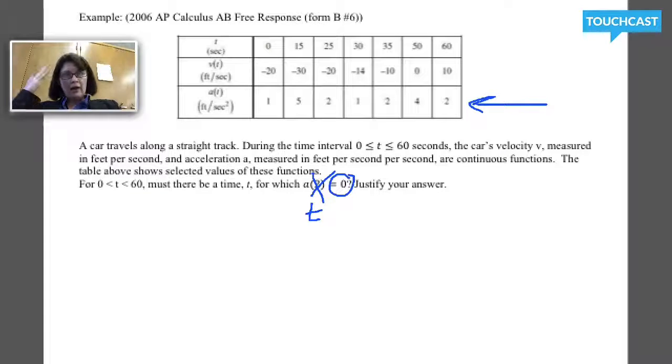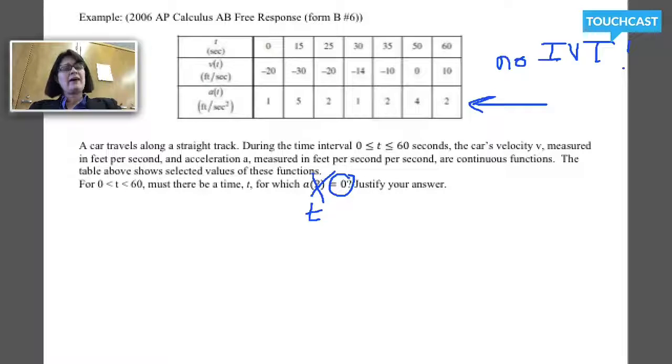So I hope you had that experience of thinking, oh, I wonder if I could use the intermediate value theorem. So you try it out, but there are no negative accelerations. So you have to have this thought process: oh shoot, I can't use the intermediate value theorem because I found no negative acceleration values in this table. So luckily we have another trick up our sleeve, and that's the mean value theorem.